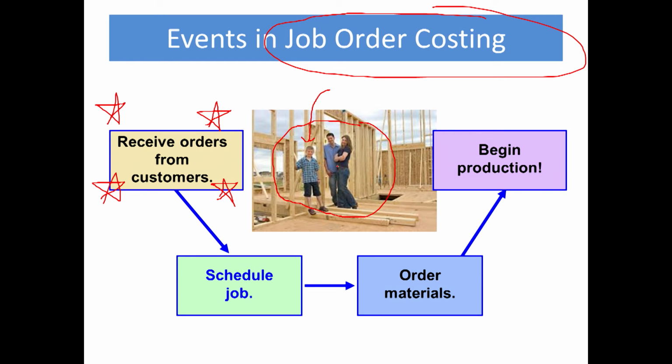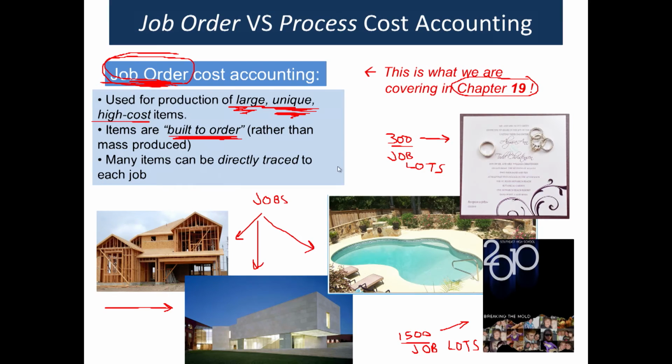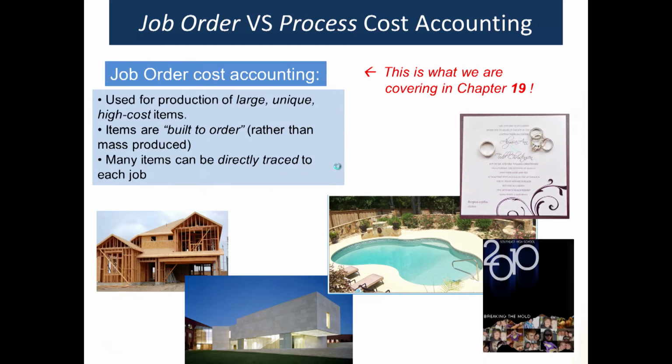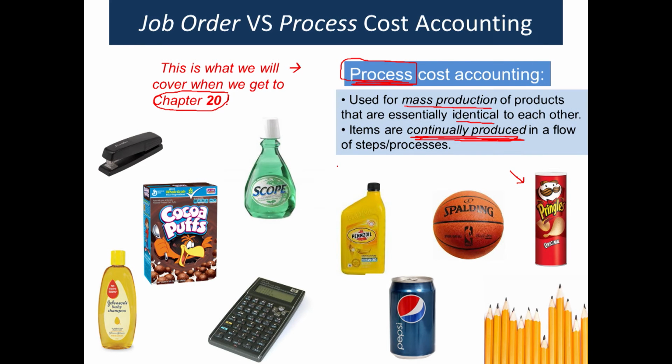Does that make sense? Because look, let's go back a slide. Did they start production on any of these items before the order was received? No. Now let's contrast that once again with chapter 20. Are they waiting for specific orders before they produce these things? No, they're just producing them as we speak.